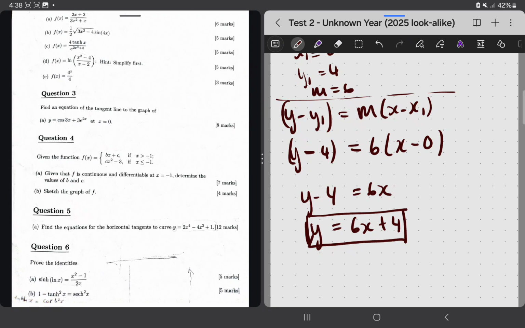You have the equation of the tangent. You get all 8 marks for nothing. This is how easy it is.